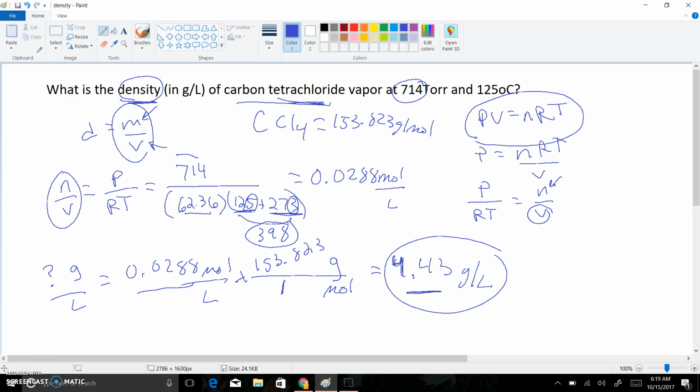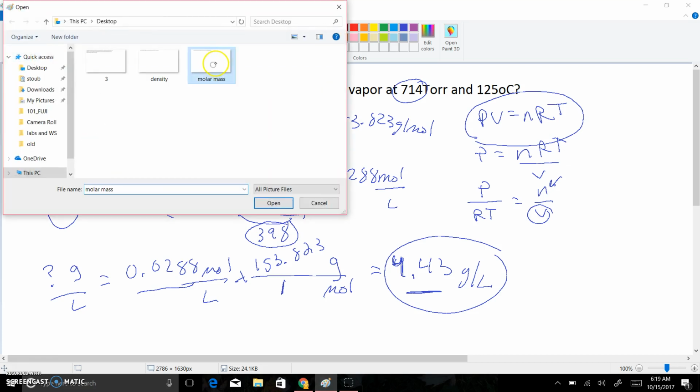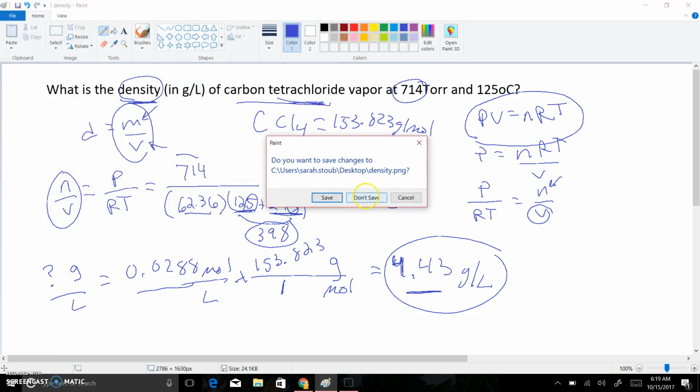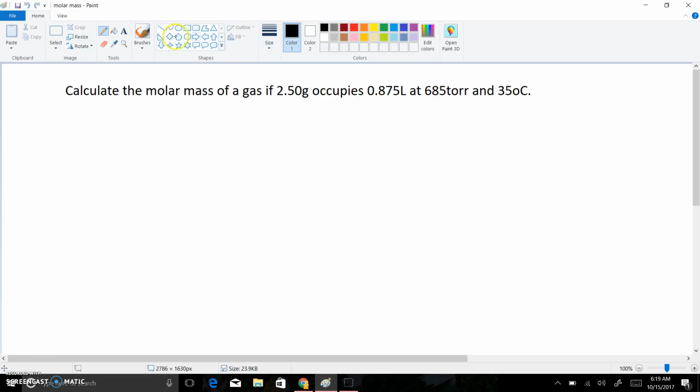So you can see your second problem. Take a look at that. There we go. Calculate the molar mass of a gas if 2.5 grams occupies 0.875 liters at 685 torr and 35 degrees Celsius.